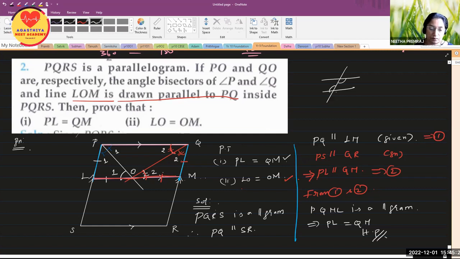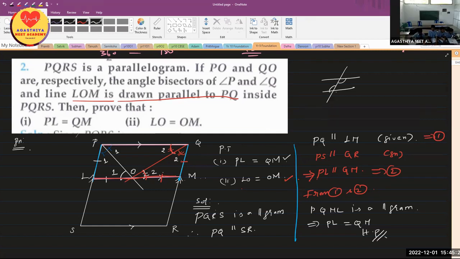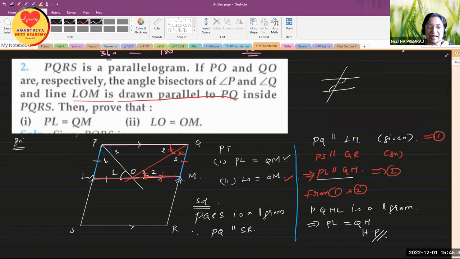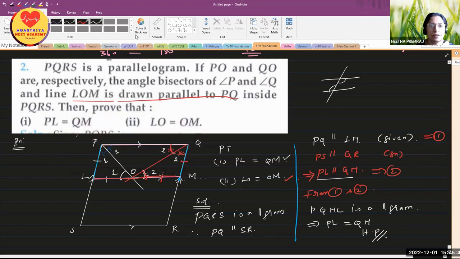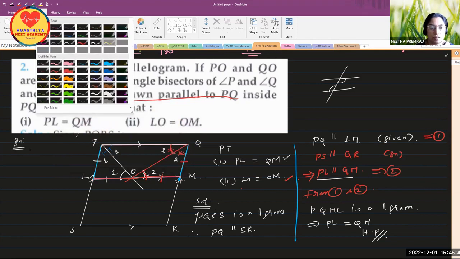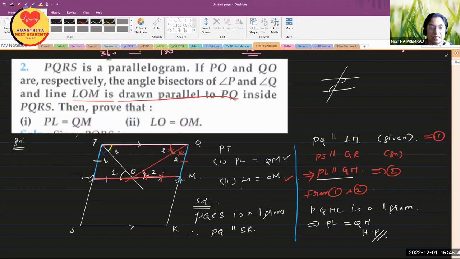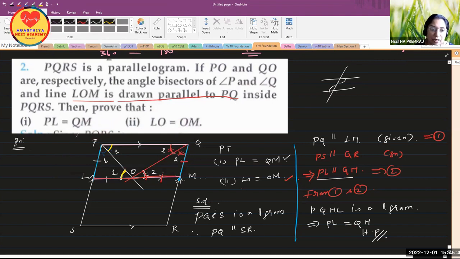Next, now if you see, PQ is parallel to LM, and PO works like a transversal line. Yes, it works like a transversal line. So if you see, this angle is equal to this angle, alternate angles. Correct? Now you consider the triangle PLO.